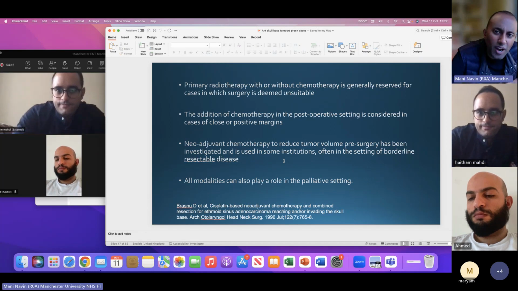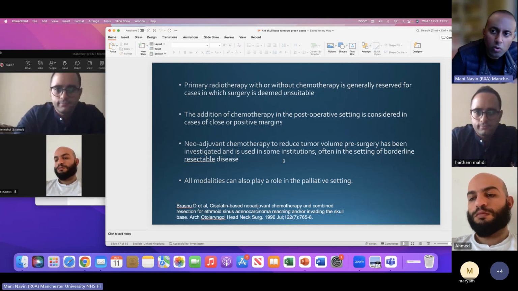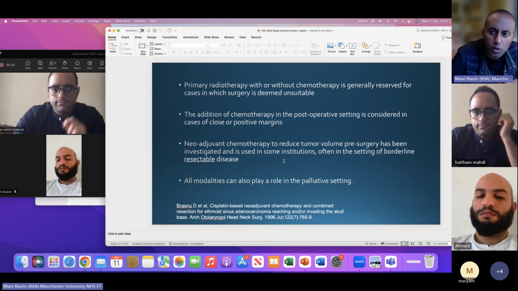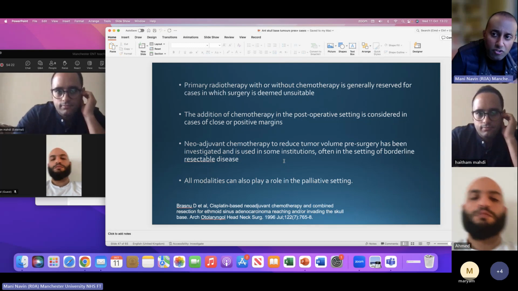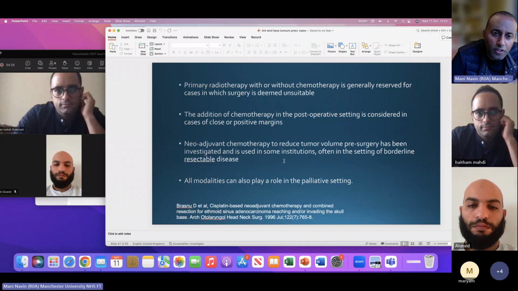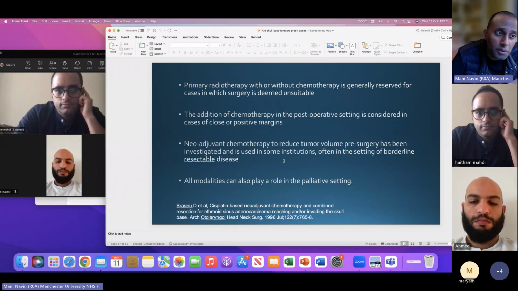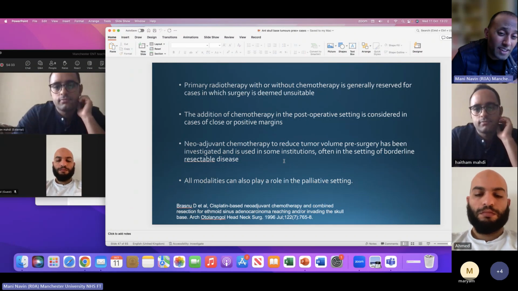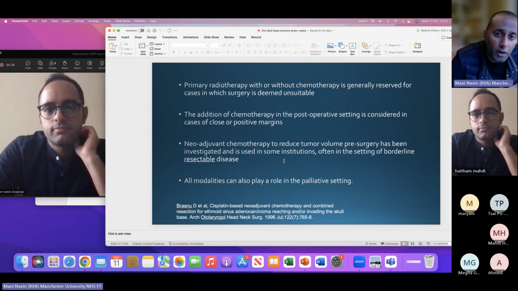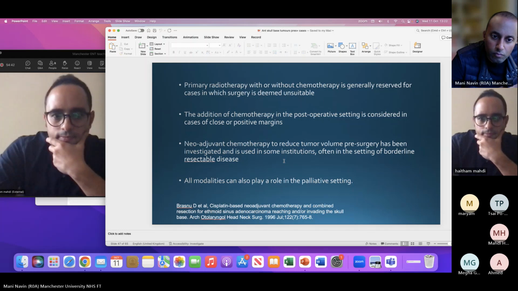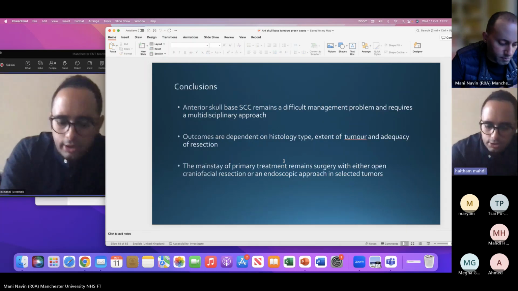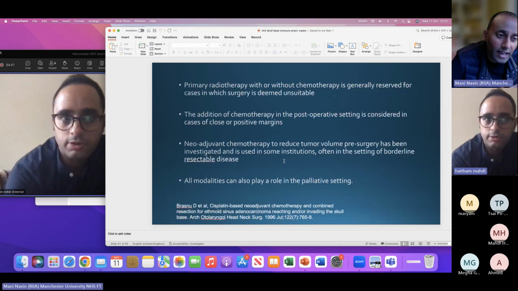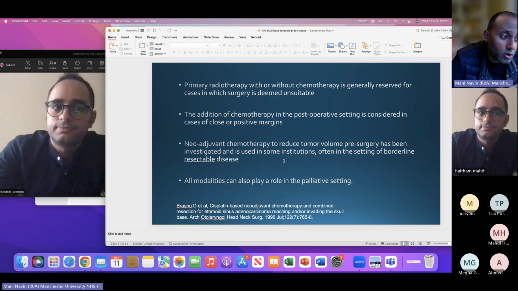So you only really give primary radiotherapy if you can't operate, and you give chemo if you've got close margins as well. Neoadjuvant chemotherapy is often used if you've got borderline cases; these are all certain pathologies. For example, in a SNUC, sinonasal undifferentiated carcinoma, you would usually give induction chemotherapy because you know they have a very good response, and you'd follow that up with surgery, then radiotherapy. So is the aim here to shrink the tumor to be resectable? Yeah, in a SNUC, only in this particular case.